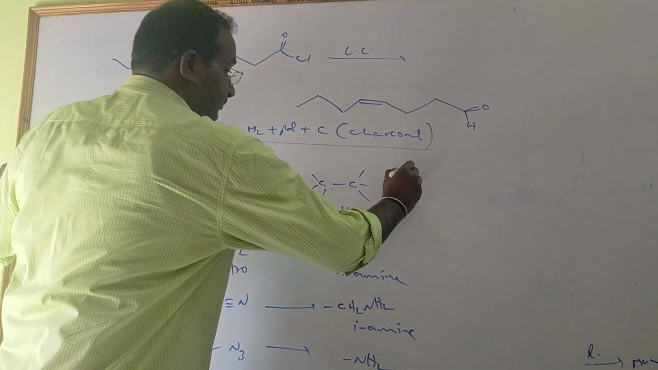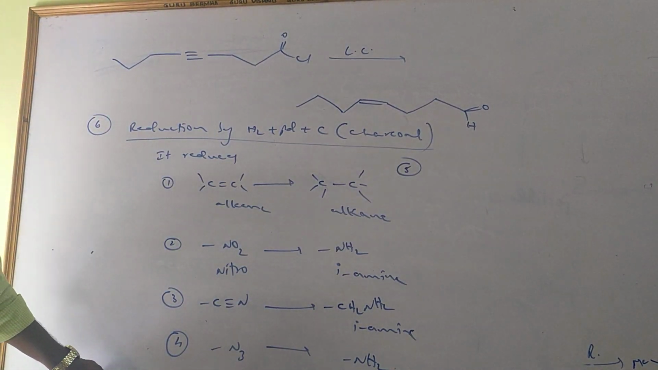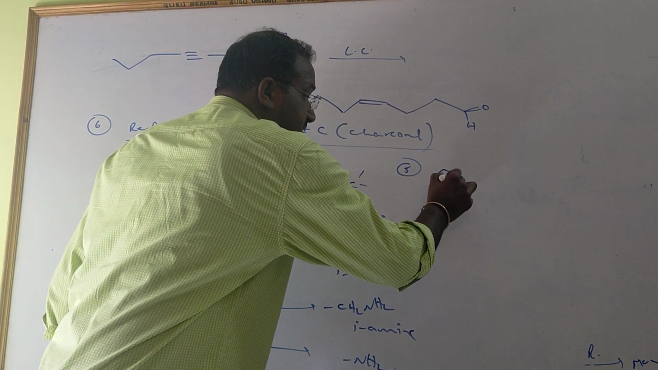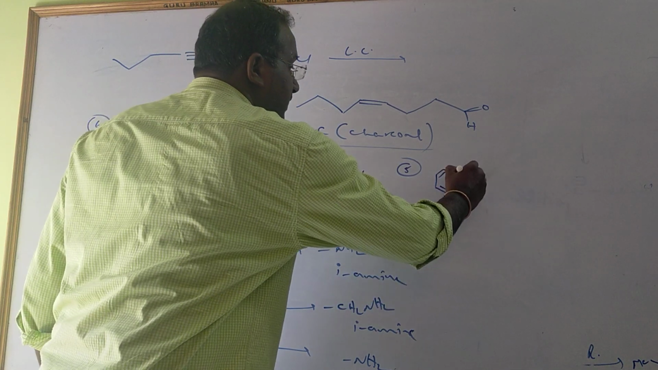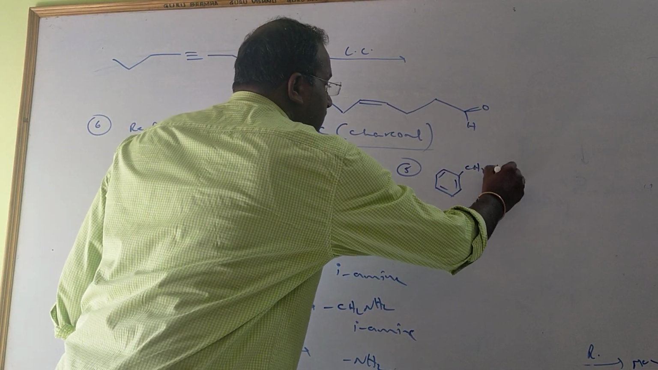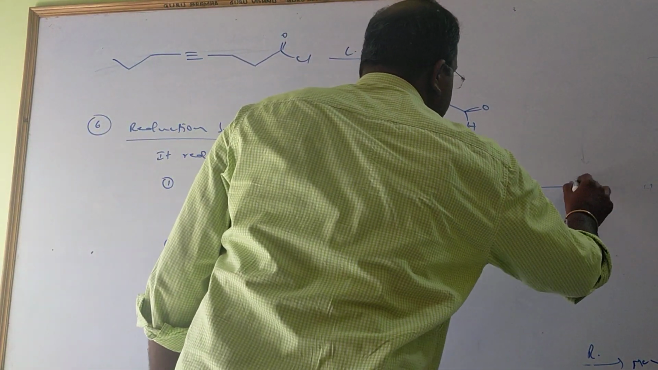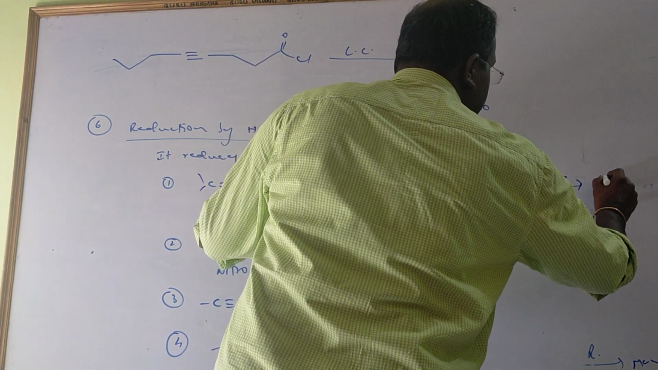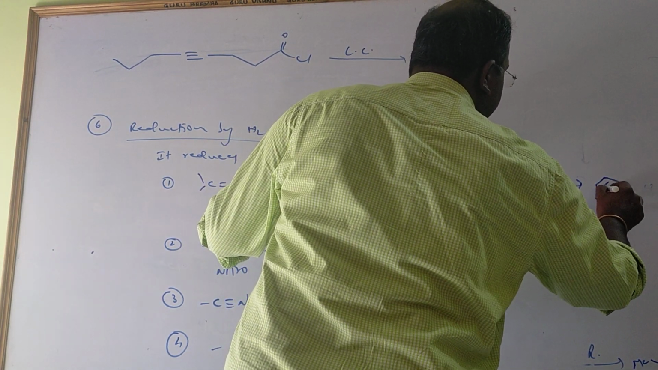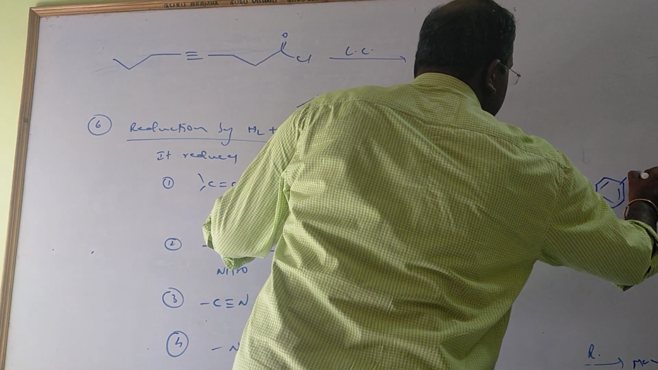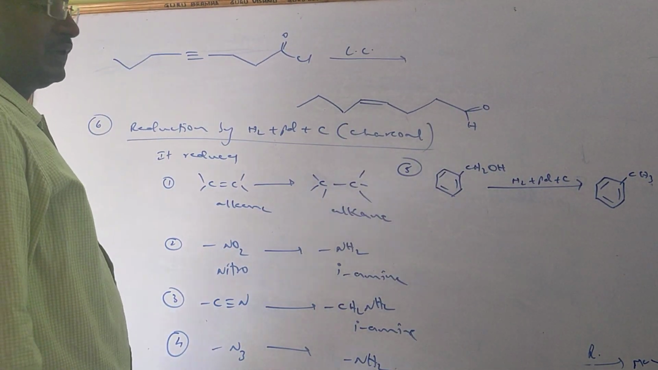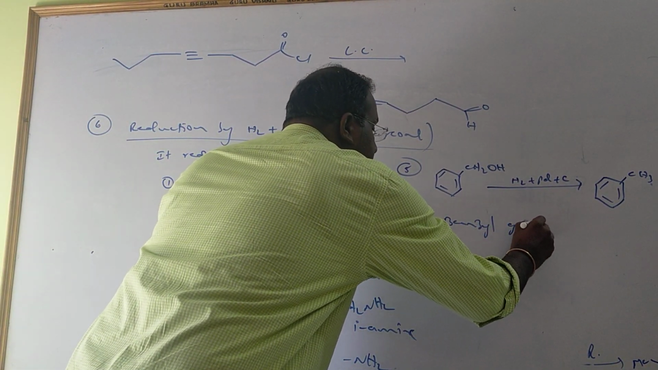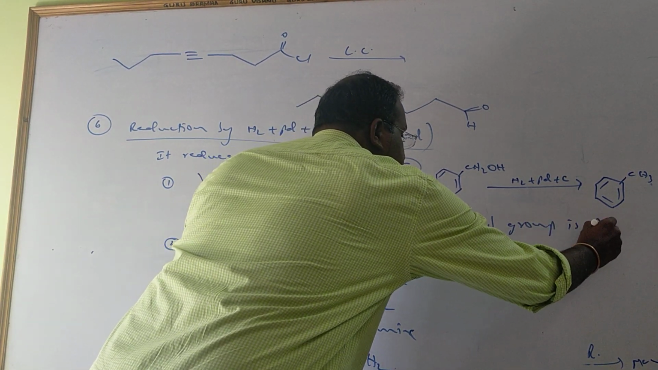And the fifth one: if benzyl alcohol is there. The specialty is that it is not all alcohols, only benzyl alcohol. When treated with this reagent, H2 plus Pd plus C, it converts into toluene. The specialty is that the benzyl group is compulsory.